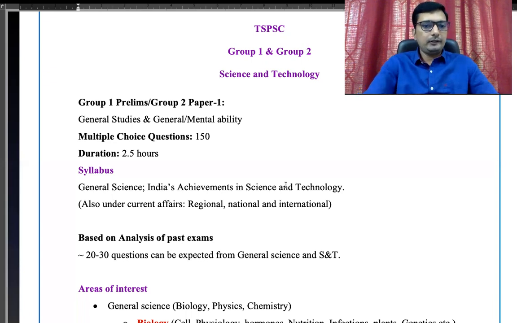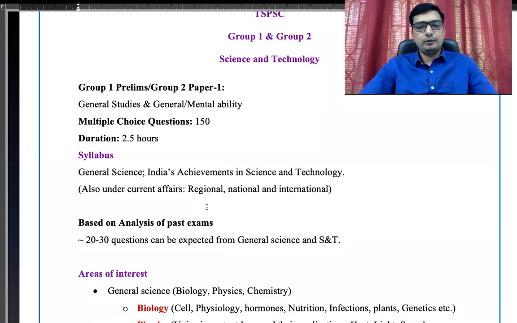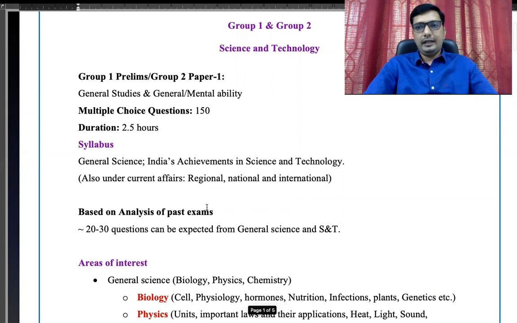It sounds very simple, general science, but what needs to be studied under general science? And what are India's achievements in science and technology? I've analyzed the past questions. Of course, unlike UPSC, statewide exams don't happen year after year, so the analysis had to go back several years. Keeping in mind these gaps, in general you can expect about 25 questions on average from sciences, so 20 to 30 questions.